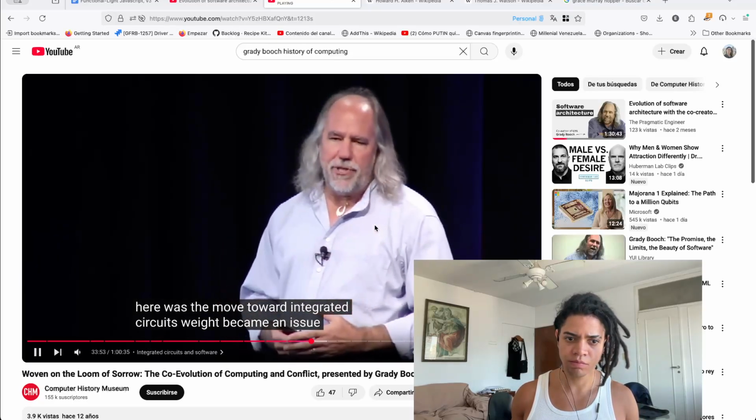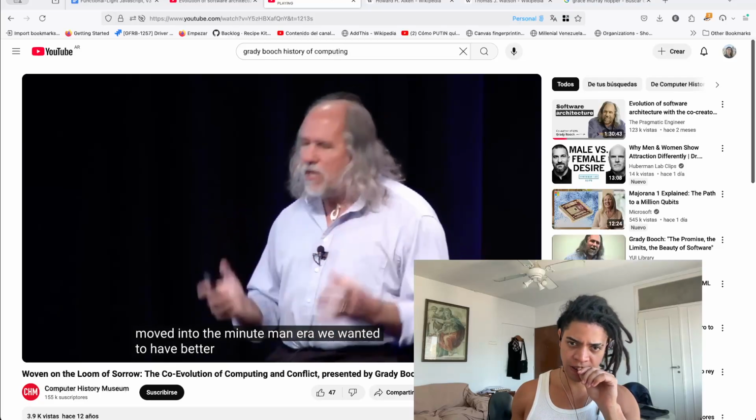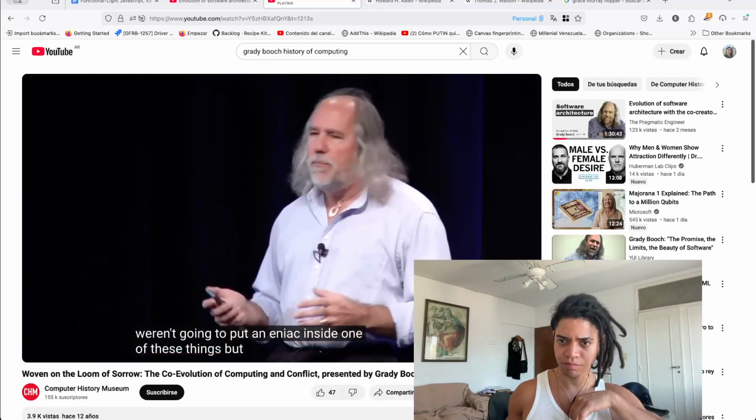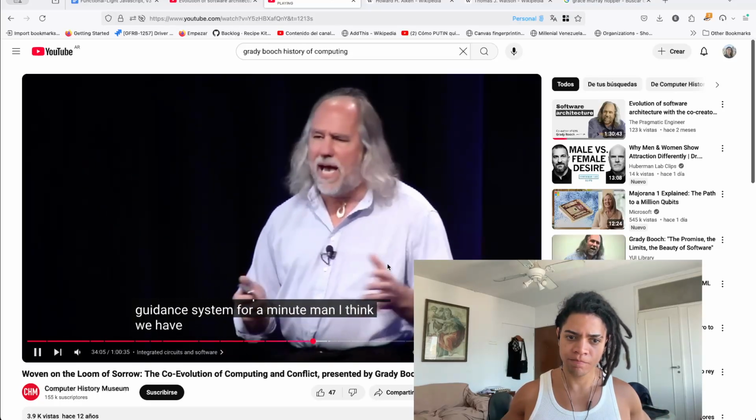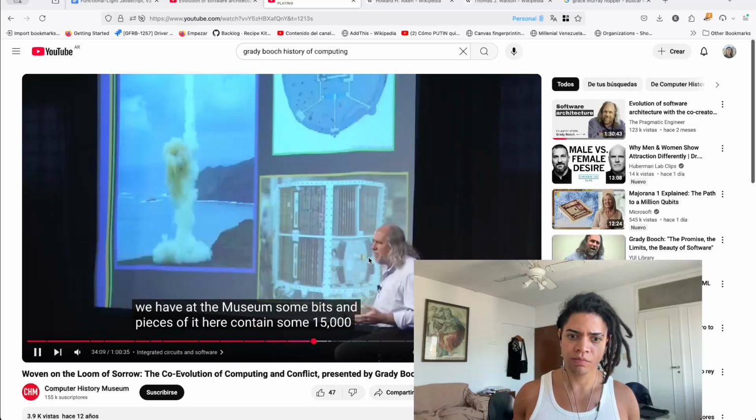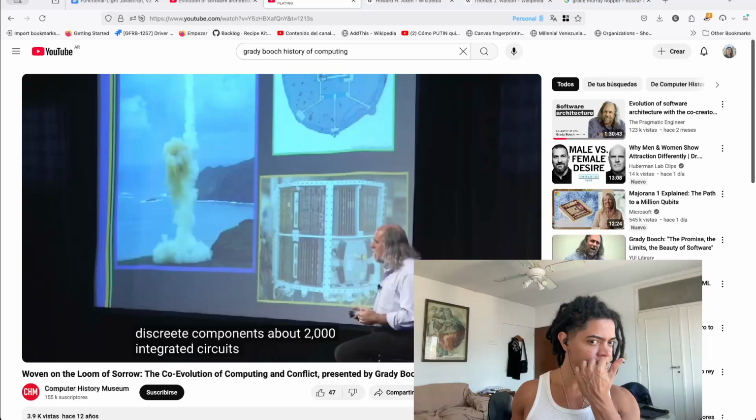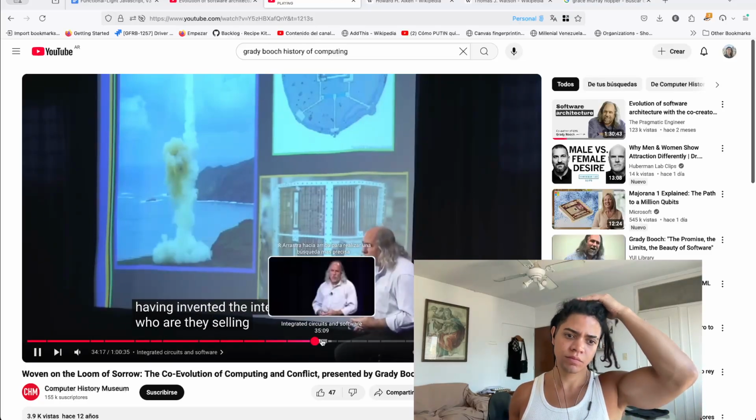Weight became an issue. As we moved into the Minuteman era, we wanted better navigation systems. We weren't going to put an ENIAC inside one of these things, but you're going to put more and more components into the guidance system for a Minuteman. I think we have at the museum some bits and pieces of it here. It contains some 15,000 discrete components, about 2,000 integrated circuits. And Noyce and crew, having invented the integrated circuit, who were they selling it to?